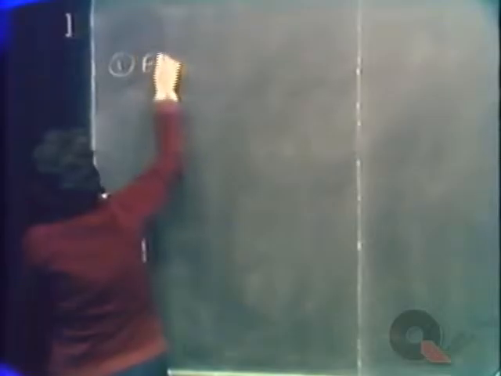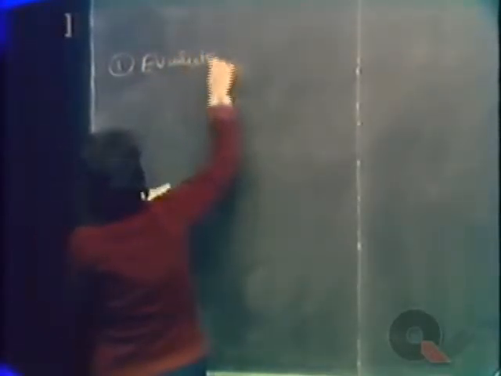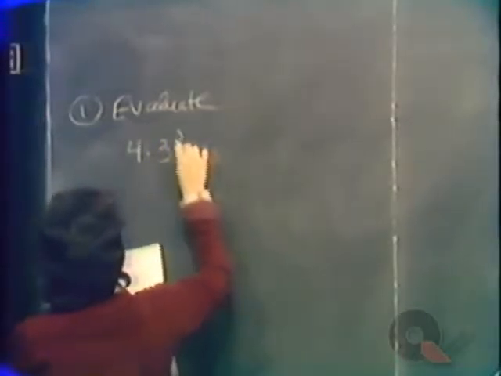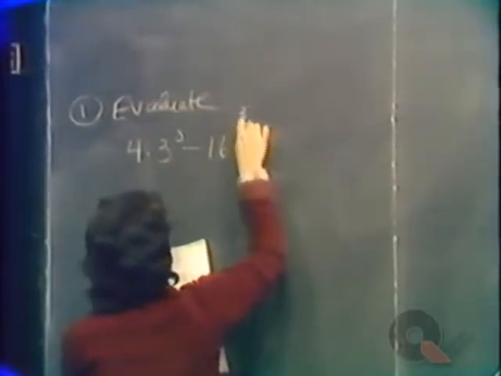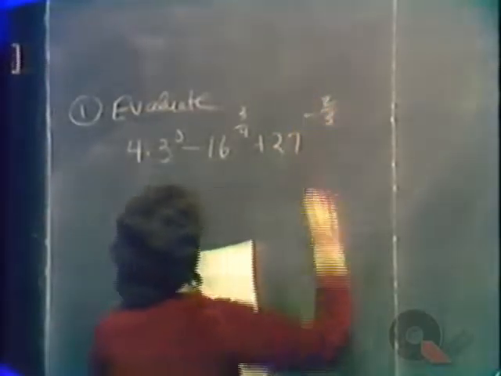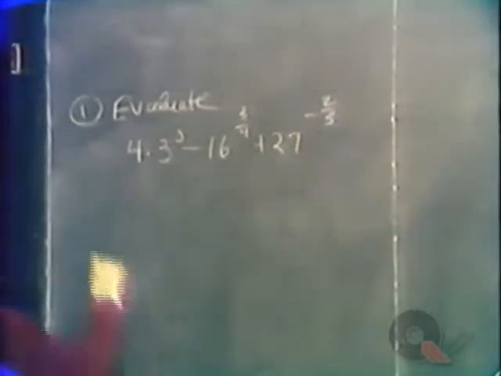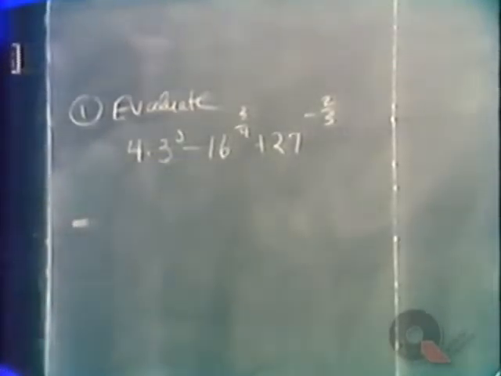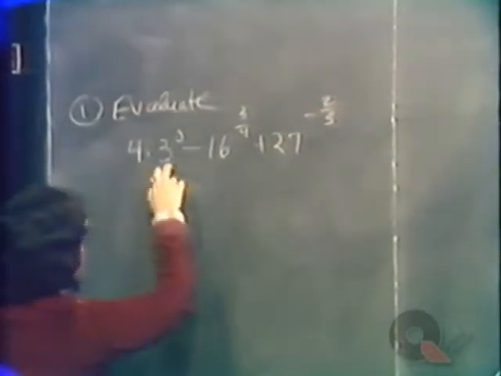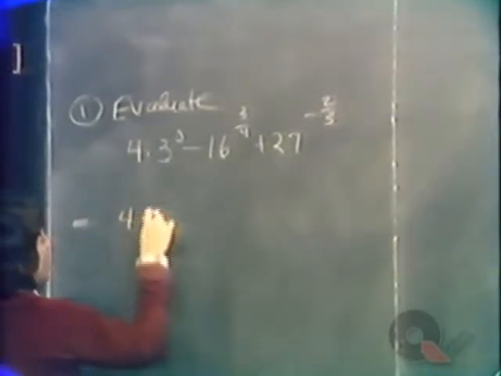Okay, in the first example, we want to evaluate the following expression: 4 times 3 to the 0 minus 16 to the 3/4 power plus 27 to the minus 2/3. Okay, now the first thing we come to is 4 times 3 to the 0. 3 to the 0 is 1, and we get 4 times 1.